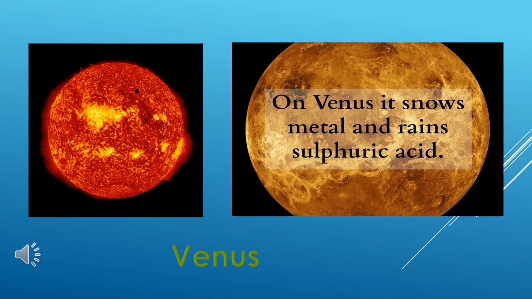On Venus, it snows metal and rains sulfuric acid, thus again proving that no life can exist there. However, in our story, we can see life on Venus. Now in this story, science has been combined with fiction. Thus, the story is termed as science fiction.